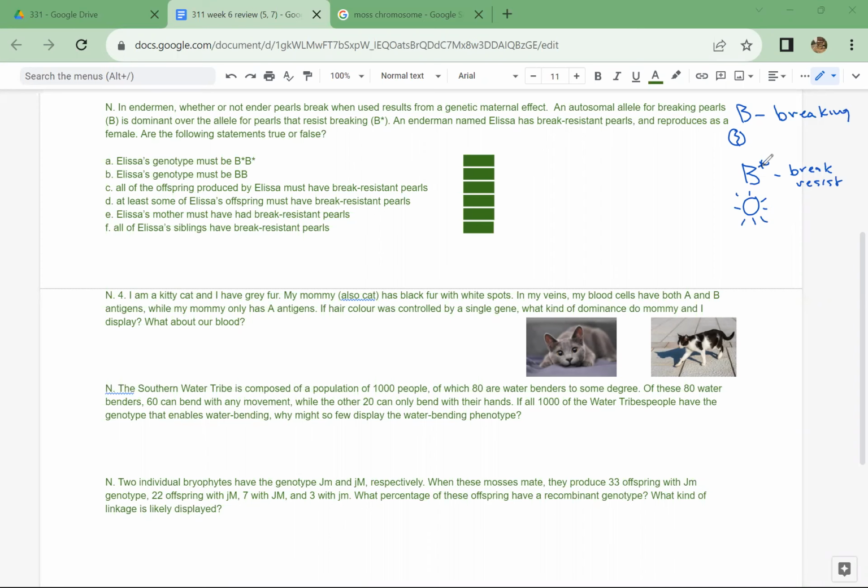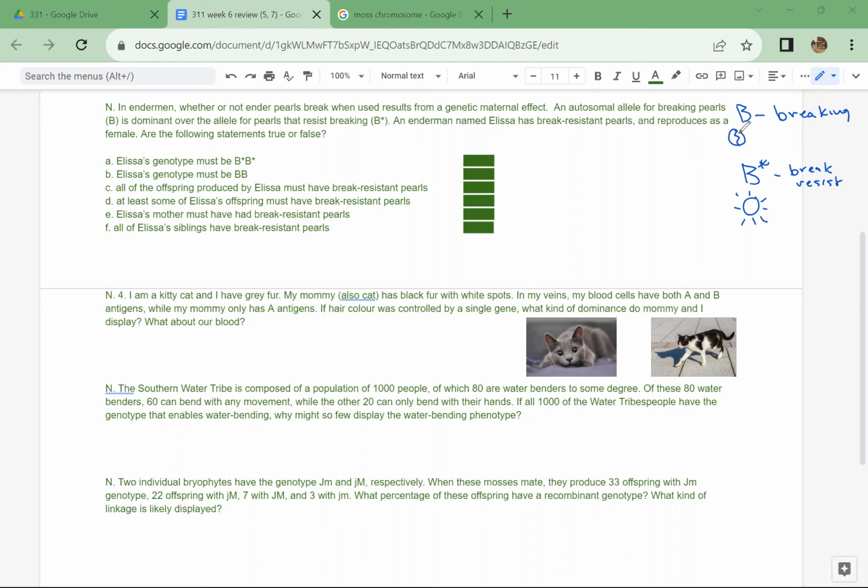Okay, so the autosomal allele for breaking pearls is dominant over the allele for pearls that resist breaking. So this one is dominant to this one. An Enderman named Elisa has break-resistant pearls and reproduces as a female. Are the following statements true or false?